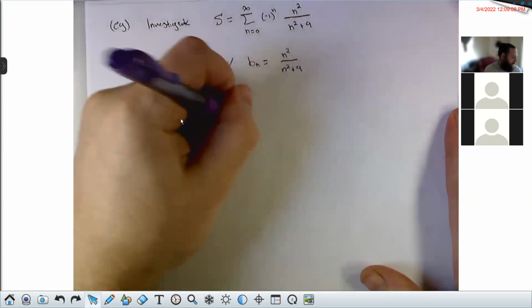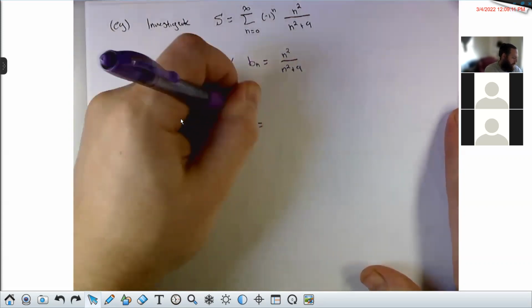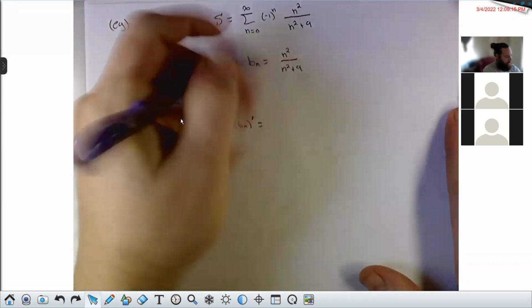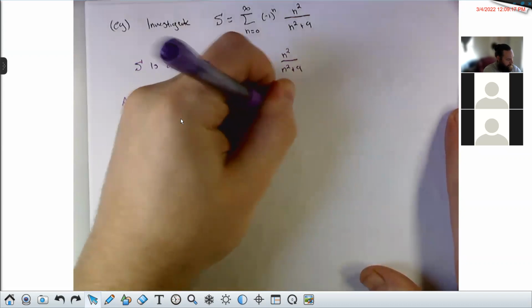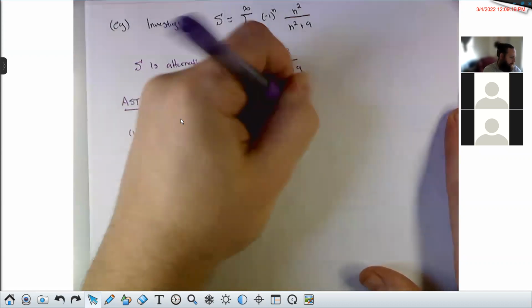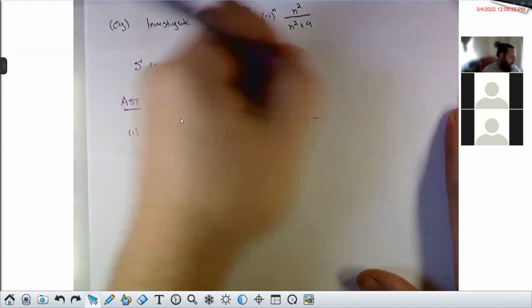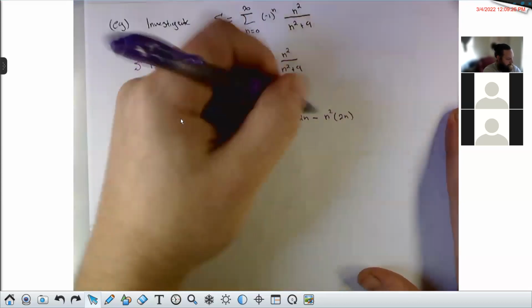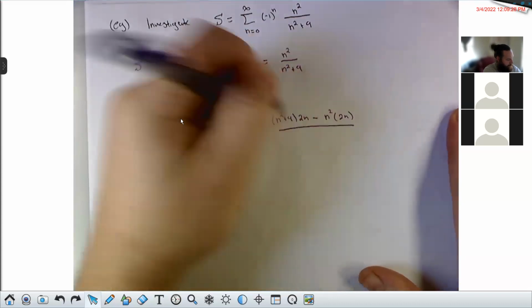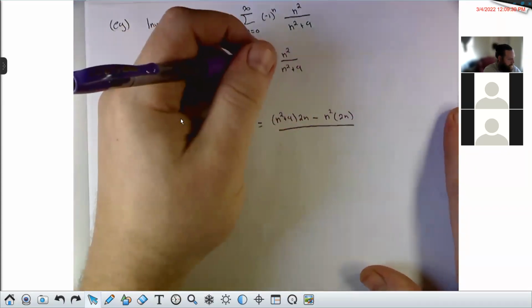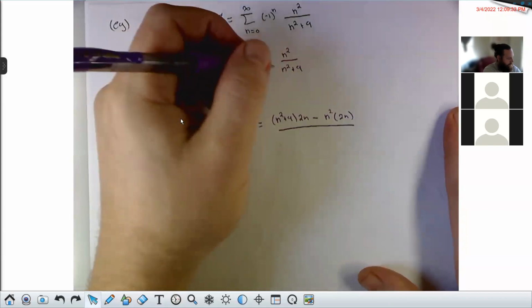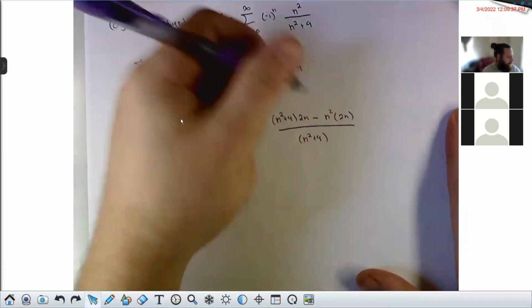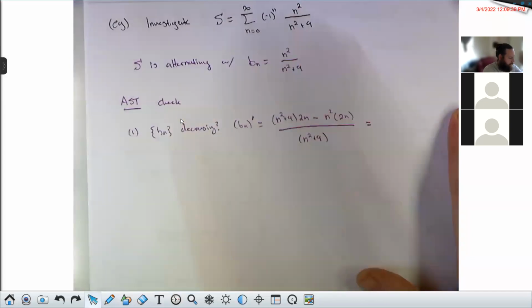Well, again, I'll do it with the derivative. bn prime. This is a quotient rule thing. So bottom times the derivative of the top, minus the top times the derivative of the bottom, over the bottom squared. And if you distribute everything out here, what do we get?